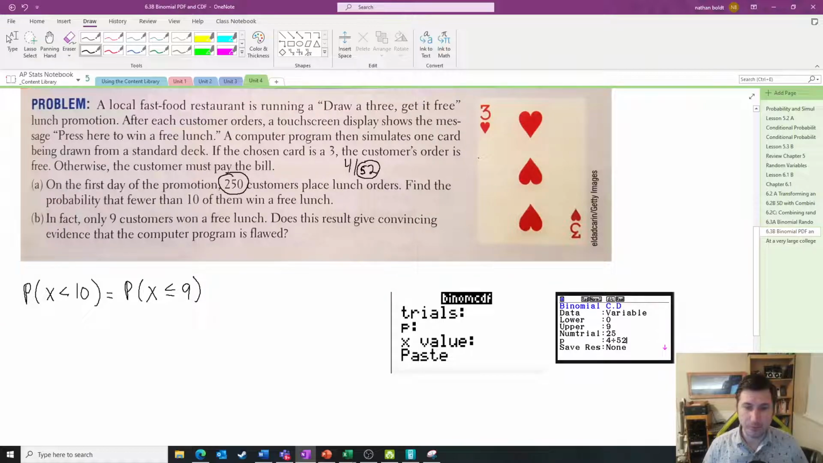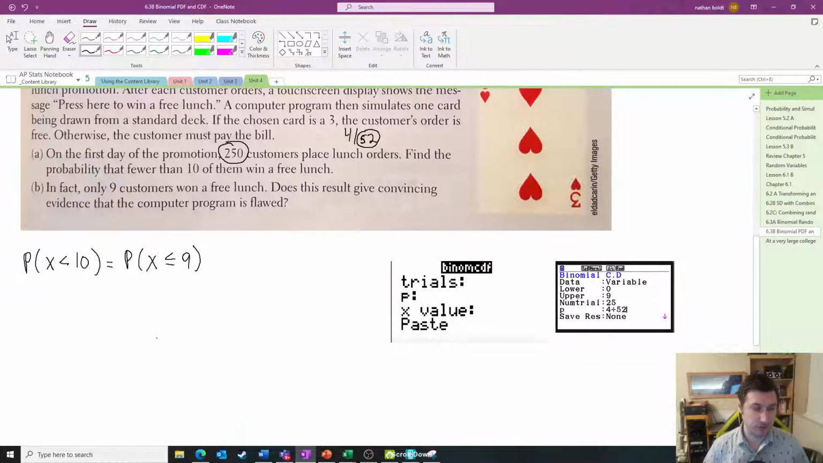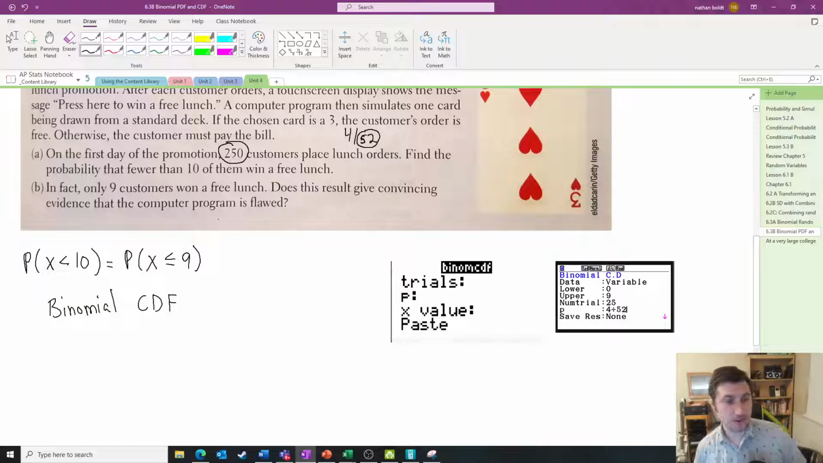Now, which binomial to choose? I want to know the probability of all the possibilities below 9, and including 9. 0, 1, 2, 3, 4, 5, 6, 7, 8, and 9. I'm adding multiple ones, so I want the binomial cumulative density function. All right? So we want the binomial CDF. All right, so now find that on your calculator, and then we just got to plug everything in.